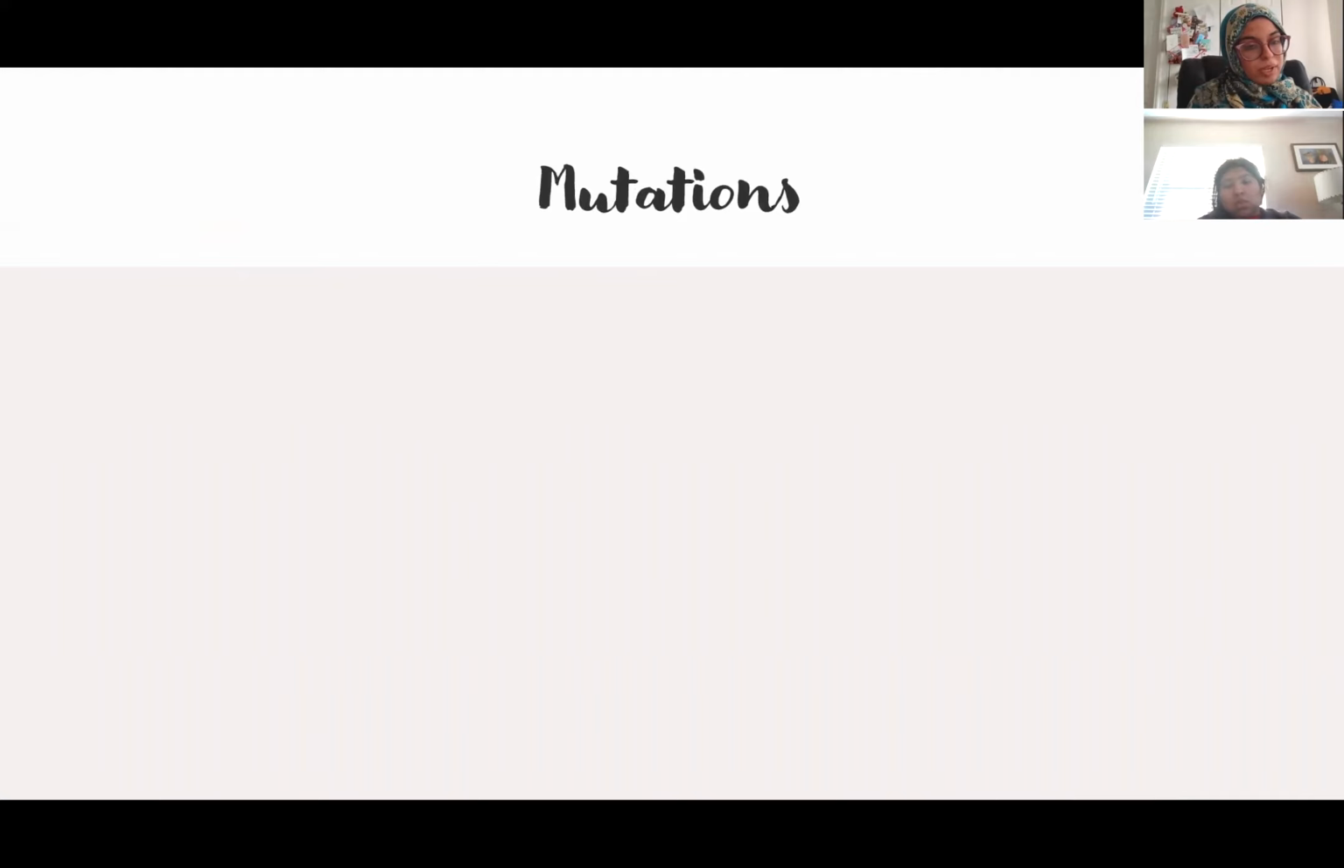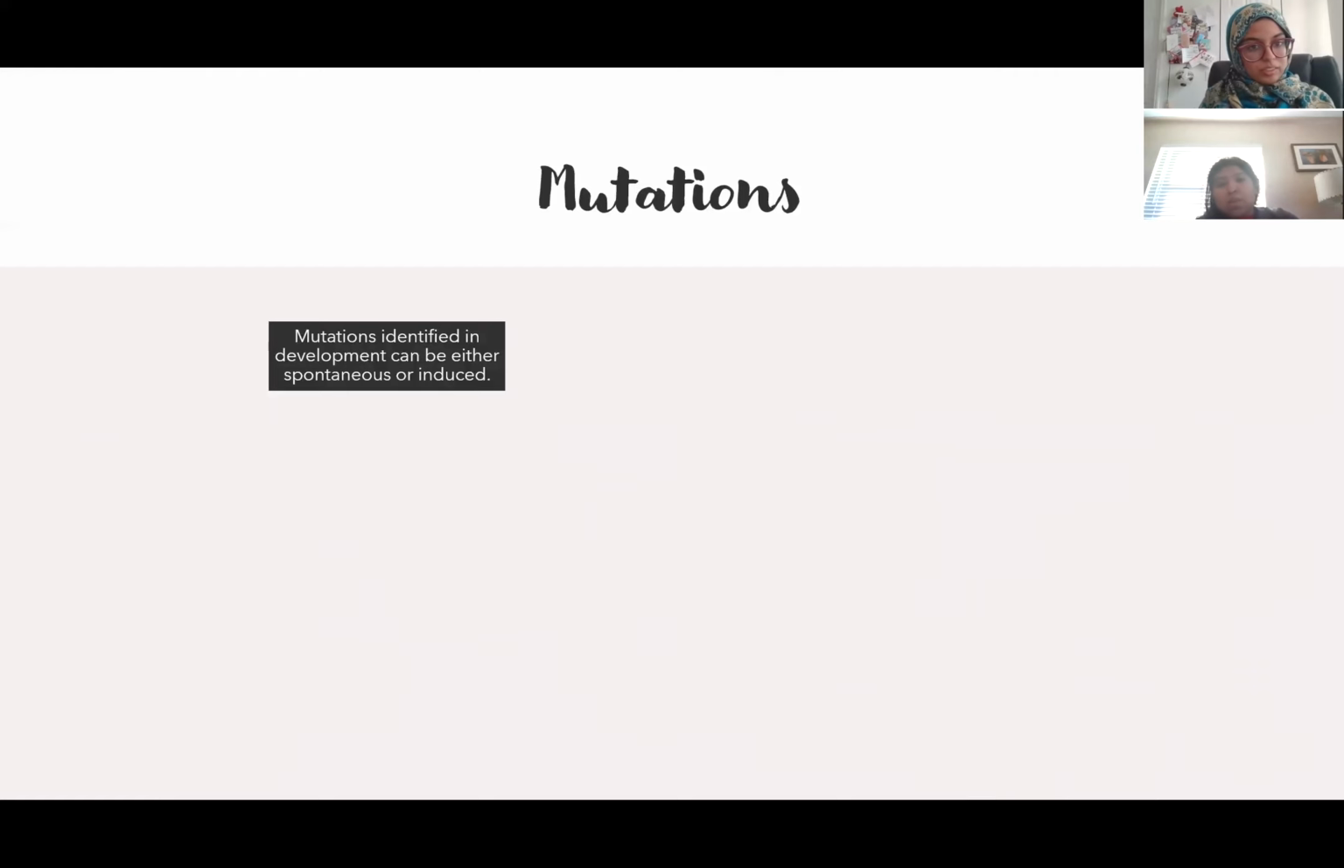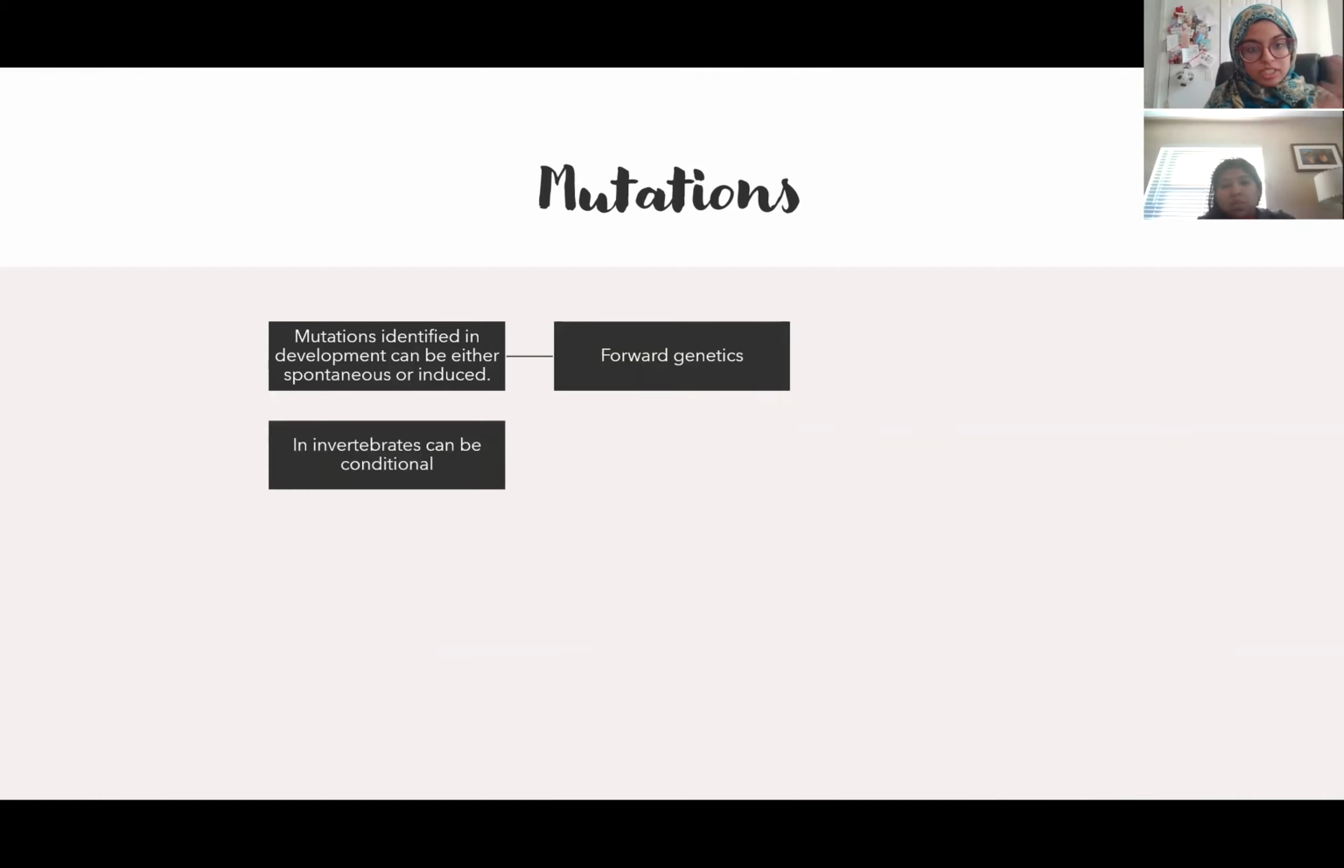So the way that we study the specific genes in developmental biology is through mutations. Mutations identified in development can either be spontaneous or induced. We see the mutation first and then we see the gene behind it, and that's called forward genetics. Mutations in invertebrates need to be conditional, so they are dependent on temperature and environmental factors.